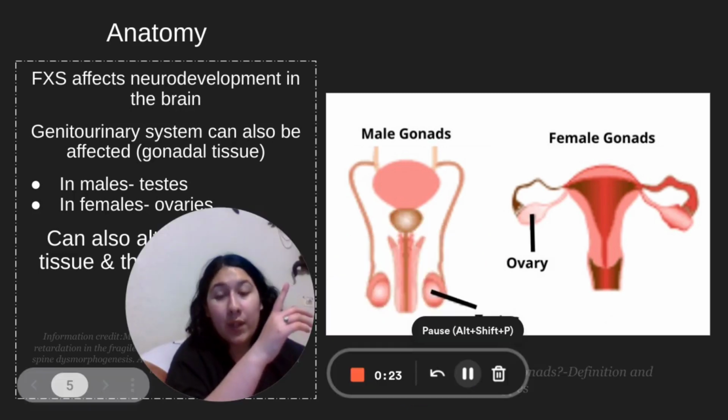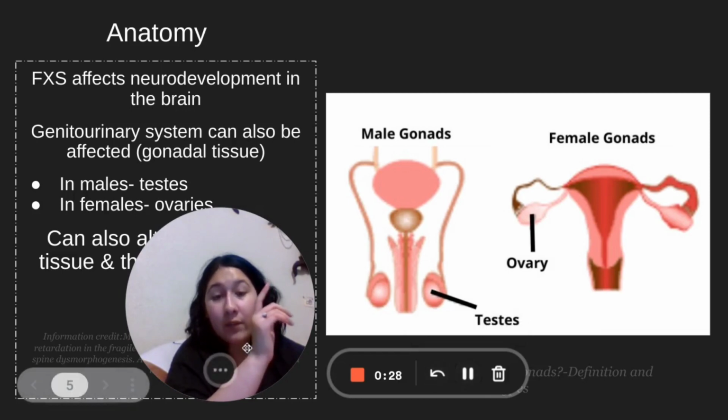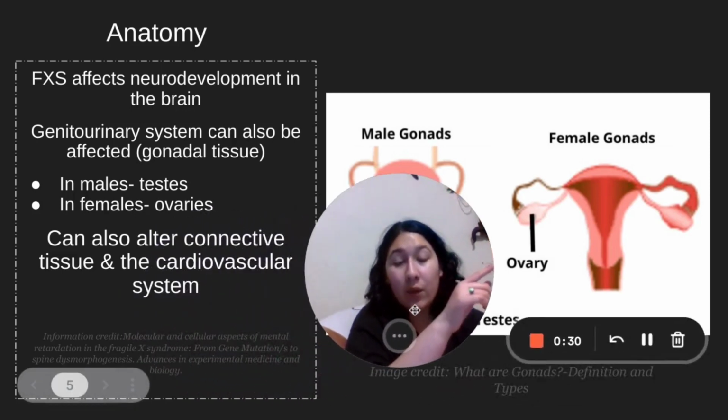On this image to the right, we have male gonadal tissue and female gonadal tissue. We also have the testes and the ovaries.